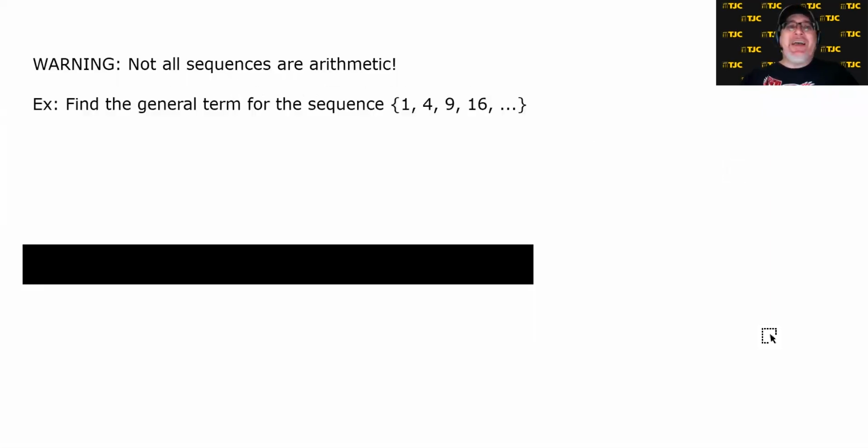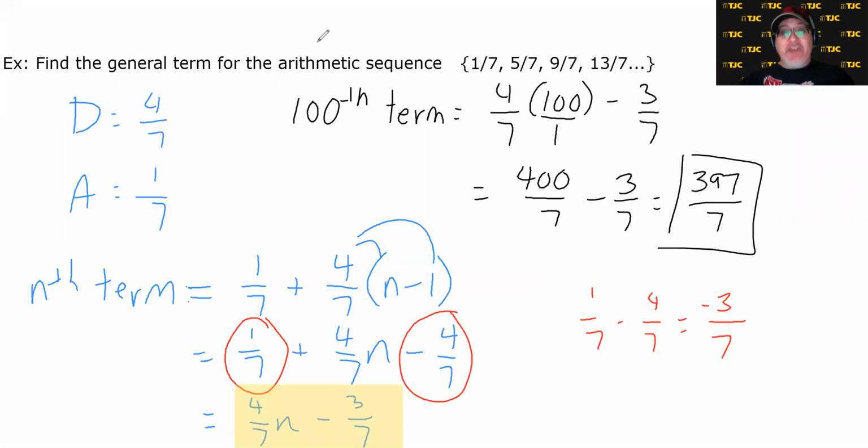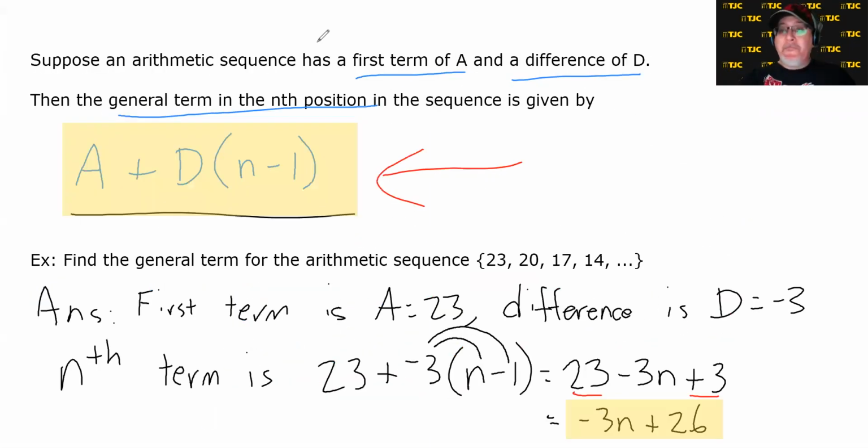For example, let's say I ask you to find the general term for the sequence 1, 4, 9, and 16, and so on and so forth. If you were to check the differences, the first difference is 3, but the second difference is 5, and the next difference is 7. And you might be going, ooh, there's a pattern there, and you're right. But it's not the same difference each time, which means it's not an arithmetic sequence, which means we could not do this formula on it.